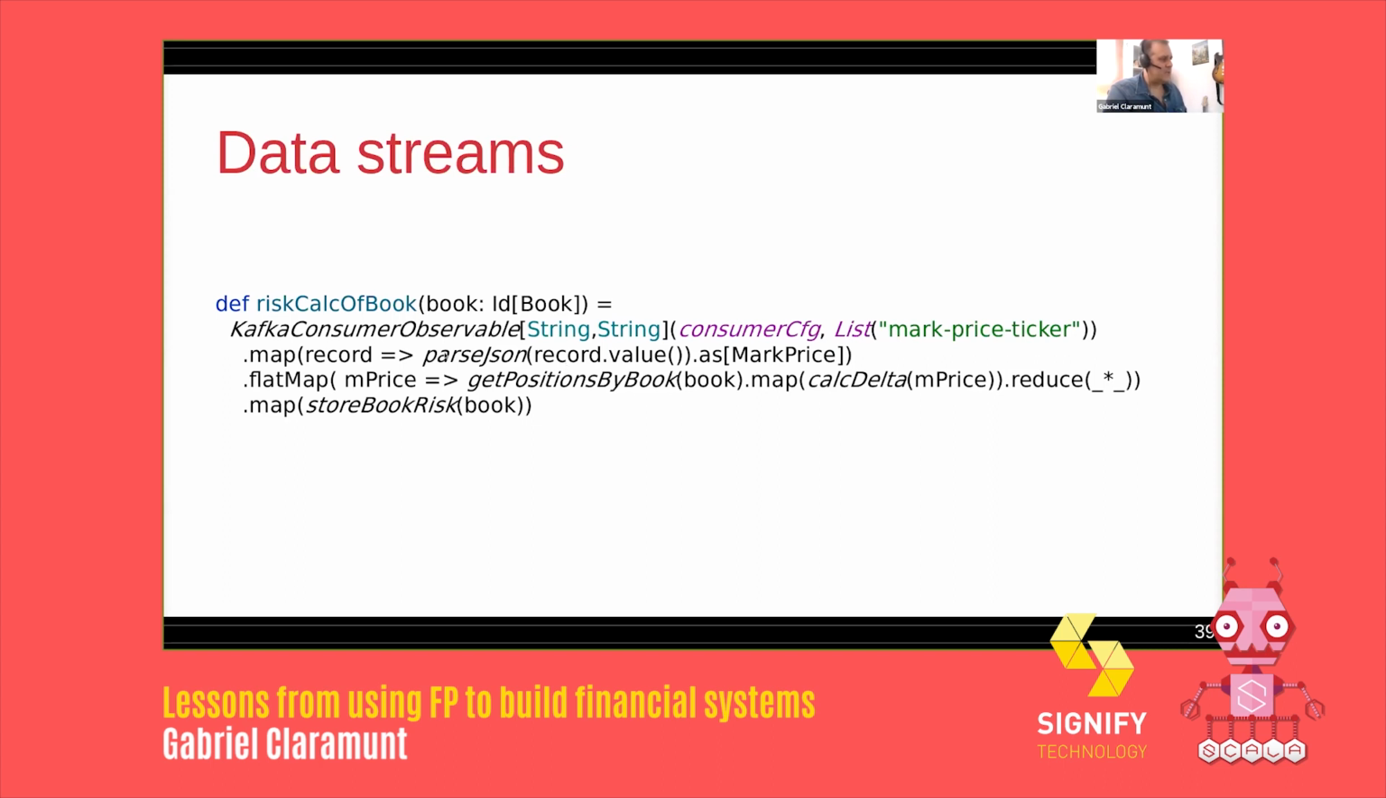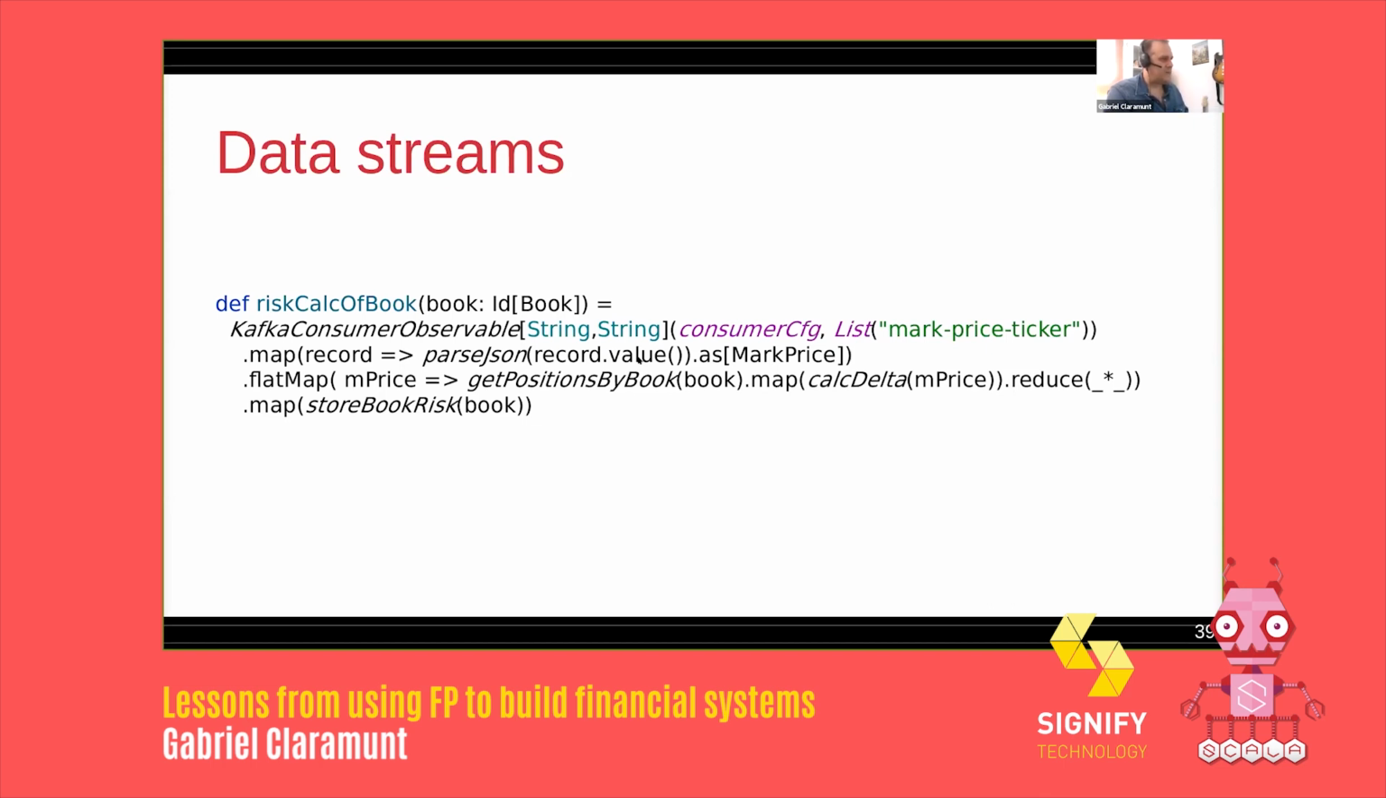That price will come in JSON. We parse the JSON as a mark price, then get all the positions, then calculate the delta for that position for that price. Actually, these are functions that are queried, so the parameter here is the position. Then reduce all the risk to only one risk and store that as the current risk for that book, so other systems can act on that.